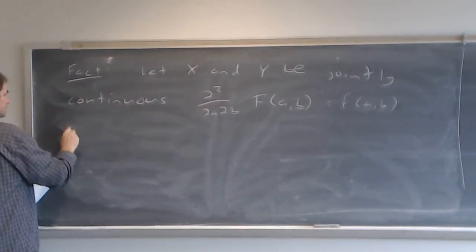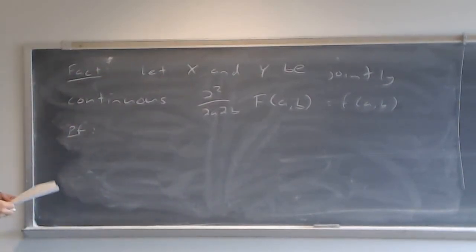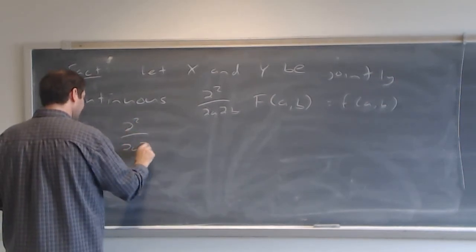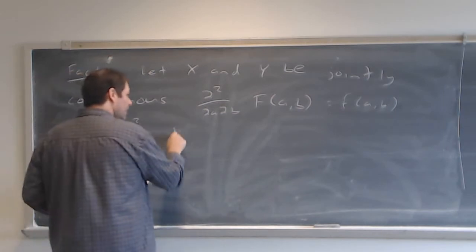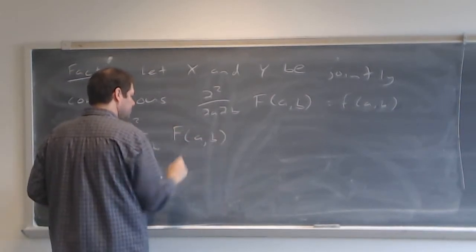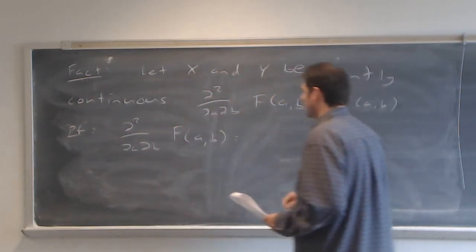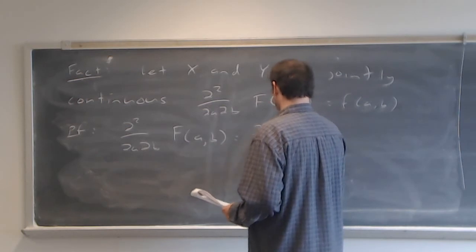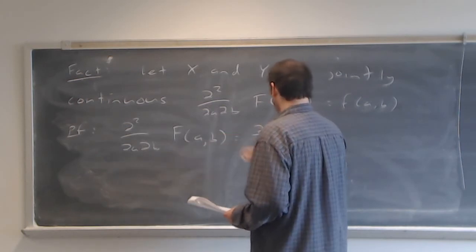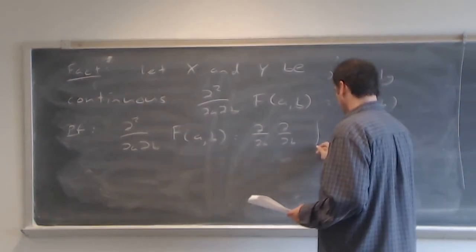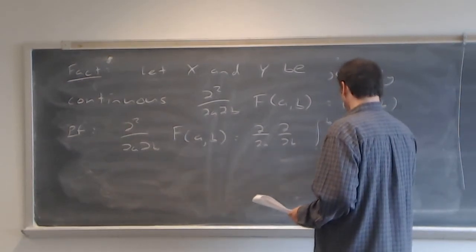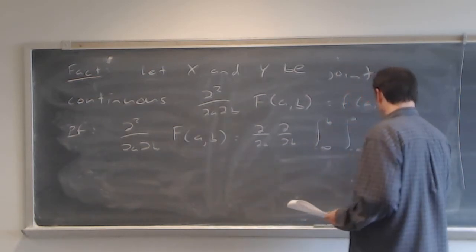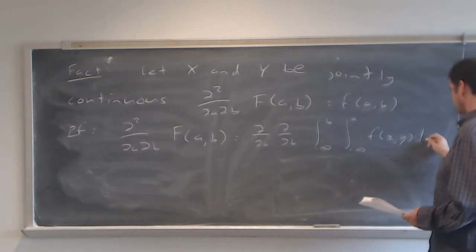So here's the proof. We're taking the partial with respect to A, partial with respect to B, so we do B first, of the joint CDF. What's that equal to? Let's just rewrite this: partial with respect to A, second, partial with respect to B. And then this is nothing more than the integral from minus infinity to B, integral from minus infinity to A, of the joint PDF, f of x comma y, dx dy.